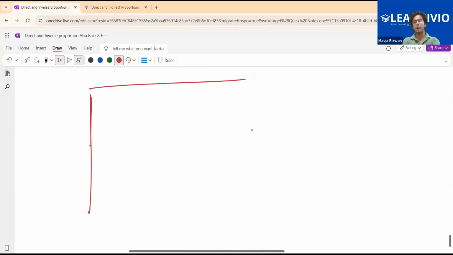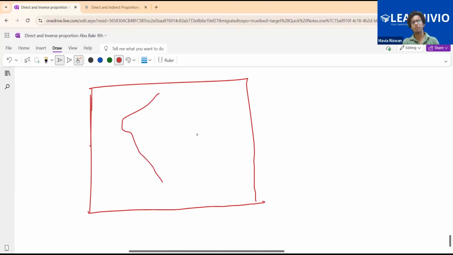Abubakar, let's say this is a map. Where are you from in India? Sir, Hyderabad. Abubakar, this is the map of India. This is what it looks like. I am from Delhi, so this is Delhi, and you are from Hyderabad, so this is Hyderabad.